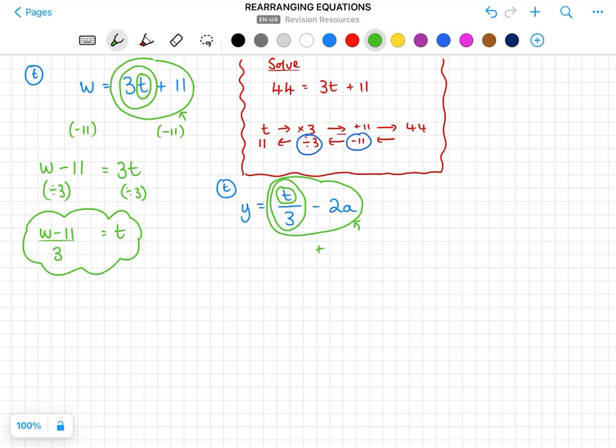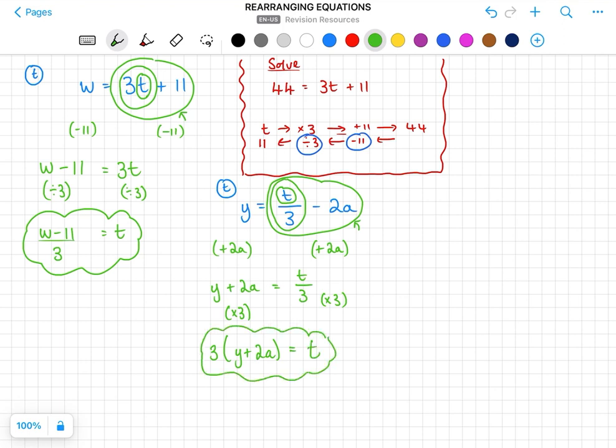And we do that by doing the opposite. Opposite of minus 2a is plus 2a. Say what you see. Y plus 2a equals t over 3. If t is being divided by 3, the opposite of that is multiplying by 3. So that's 3 multiplied by y plus 2a. So you could either say 3y plus 6a or you can leave it in brackets. And that's your final answer.